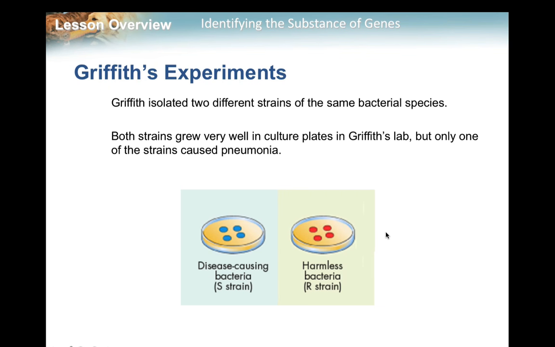So in topic 21, we're going to be talking specifically about the substance of genes. In this Griffith experiment, he had two different bacteria, two of the same bacteria, different strains. Both strains grew really, really well, and only one of the strains caused pneumonia. That's the blue one. The red one did not.